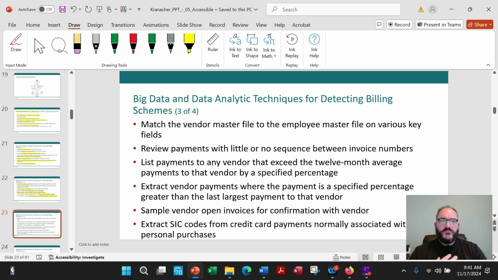By the way, there's a host of these. Again, you don't have to memorize them, but you should know them. Matching vendor file to employee. So you want to make sure your employee is not your vendor. List payments to any vendor that exceed the 12-month average, greater than a percentage of the next largest payment to that vendor.